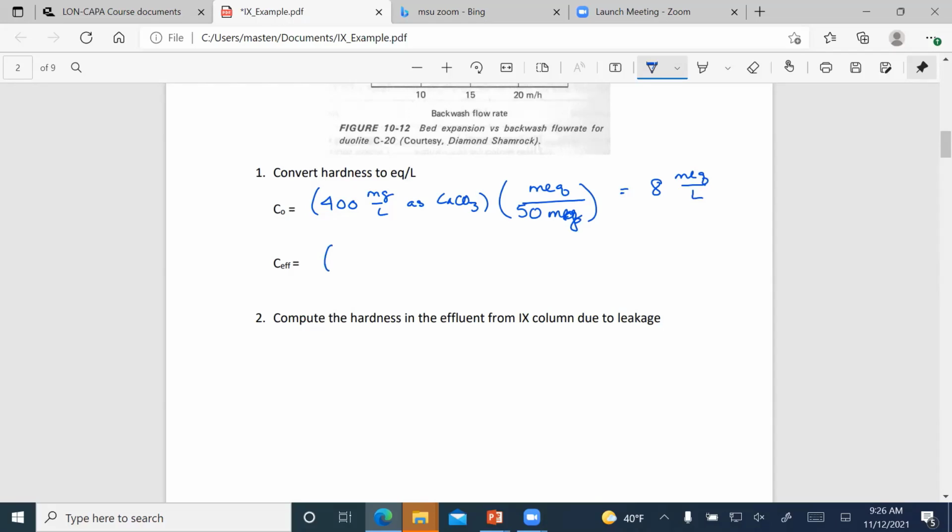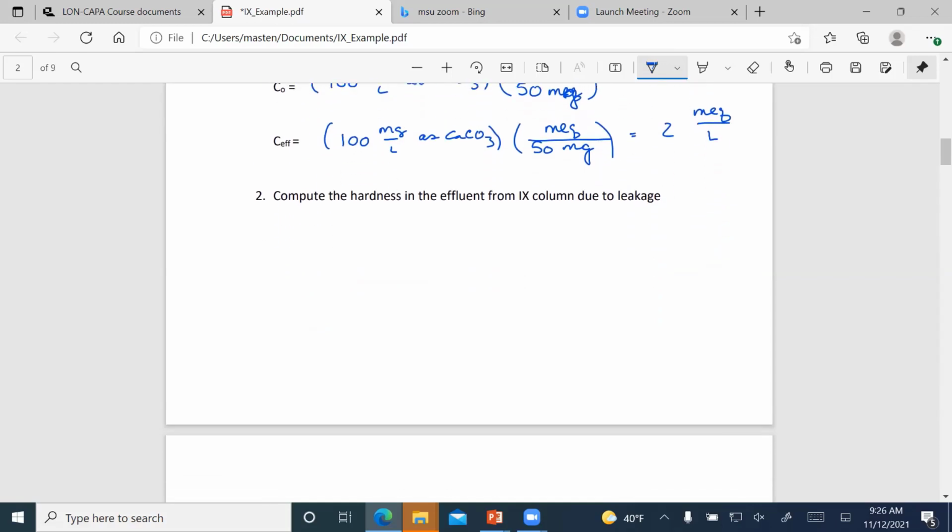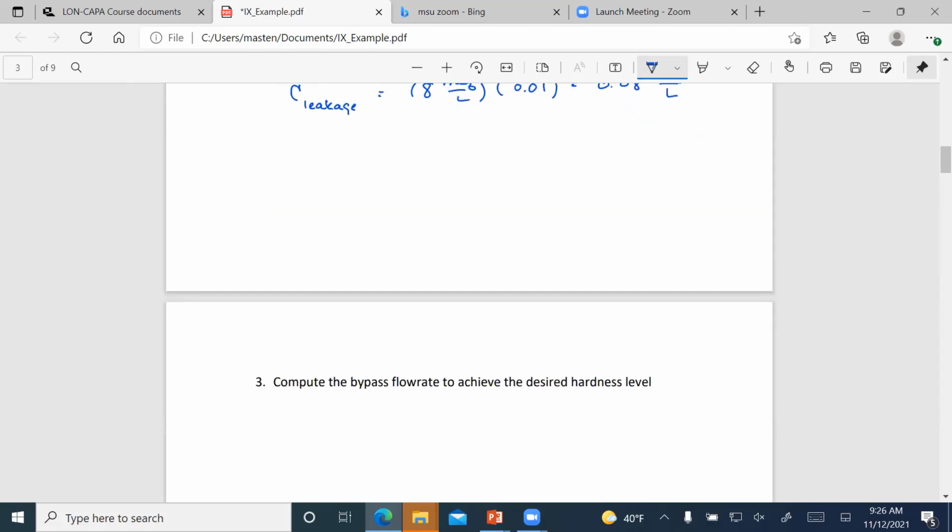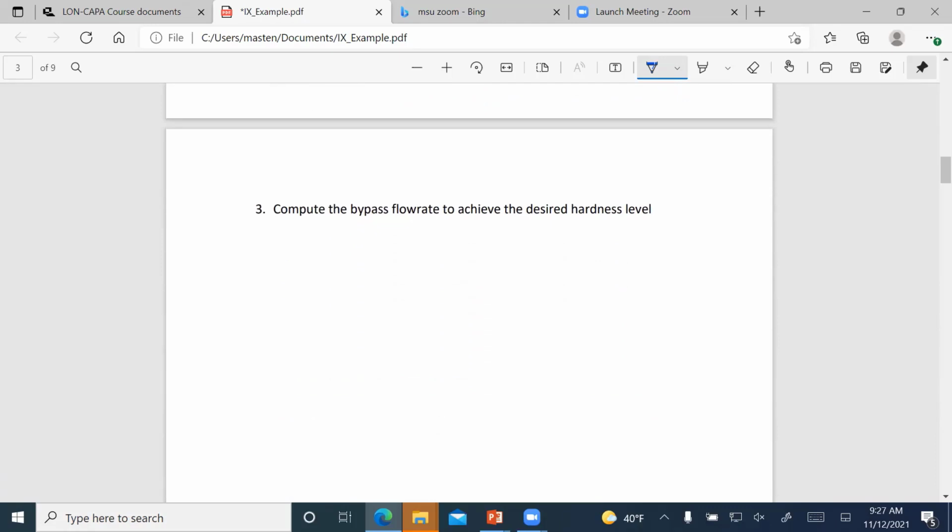The effluent that we want, this is our desired effluent, has a hardness of 2 milliequivalents per liter. So back to when we talked about equivalents per liter, the concentration in the effluent due to leakage is 8 milliequivalents per liter times 0.01, or 0.08 milliequivalents per liter. The next thing we need to do is calculate this bypass fraction.